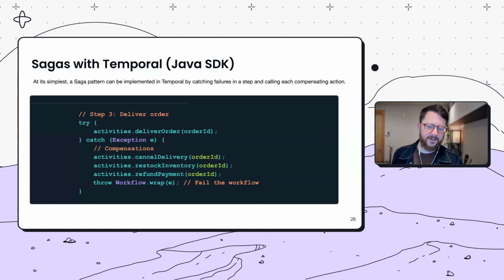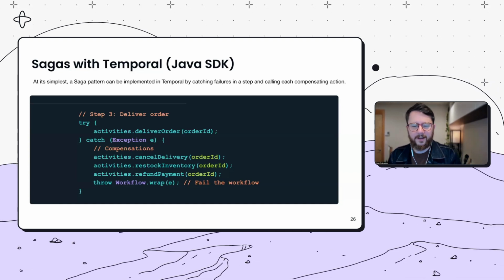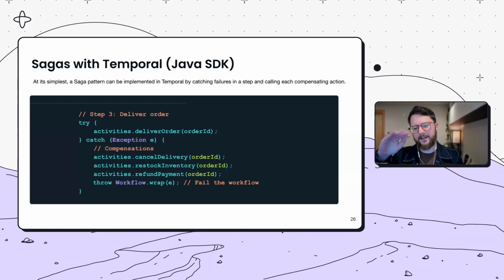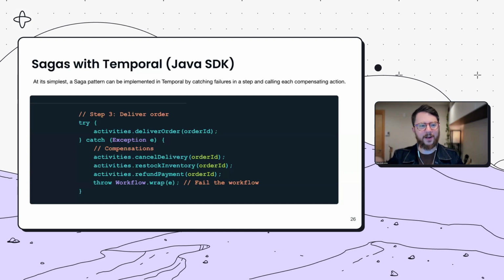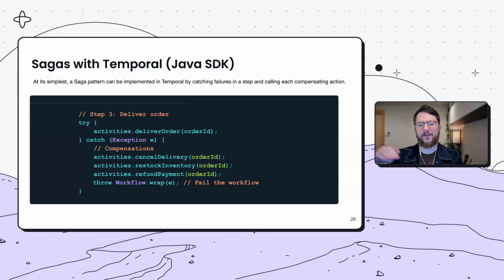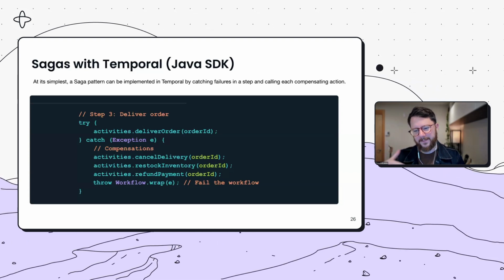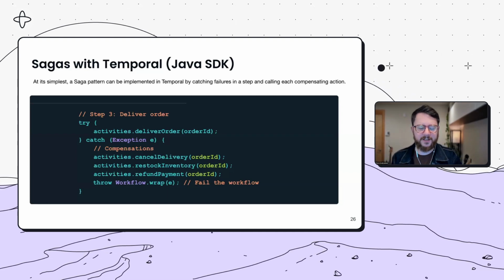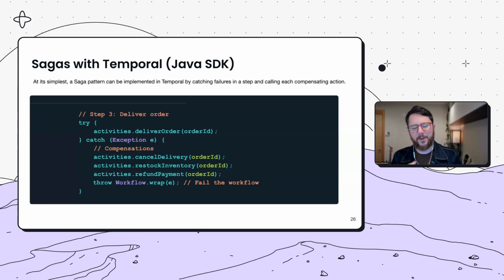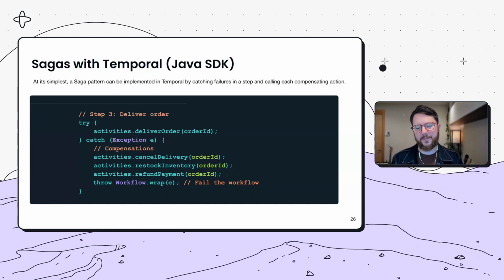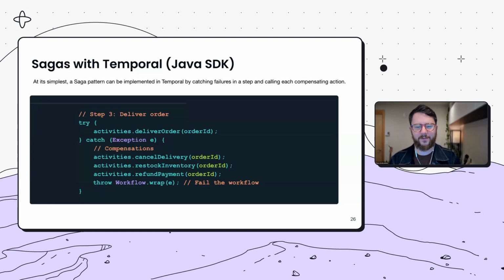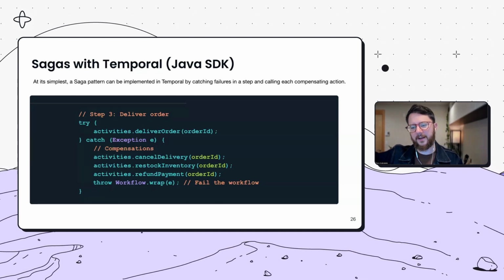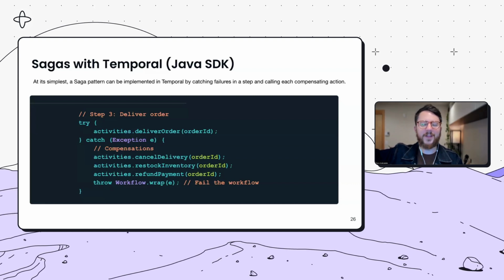Anyone who knows development will recognize a try catch, and will recognize that once this unrecoverable error has been caught, those compensations are running. And those compensations are running in reverse order, by the way. You get cancel delivery, restock inventory, refund payment. And by the way, these can be done in parallel using Temporal. That's fine, but I'm choosing to do them sequentially to make sure each goes fine. And then finally, we're wrapping the workflow in an exception. So we capture the information of what went wrong with the deliver order step, and then we're going to fail the workflow. And so this will end up with the workflow failed. Again, this is for the unrecoverable case.